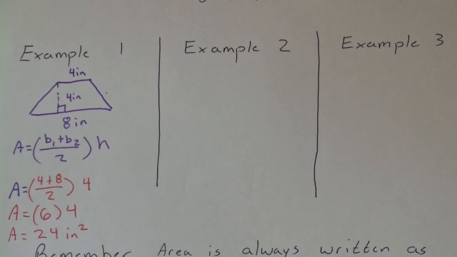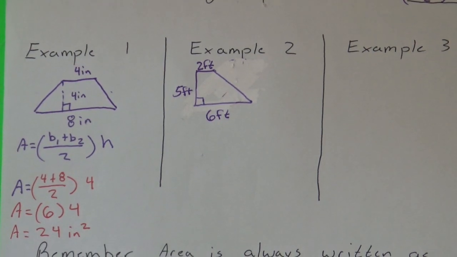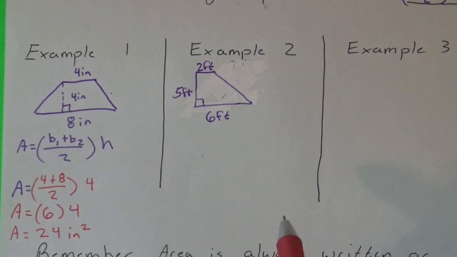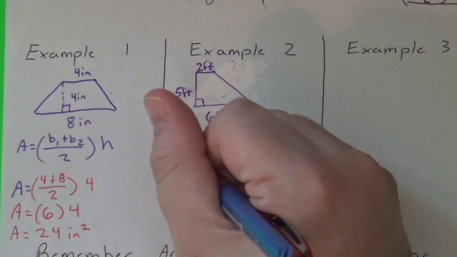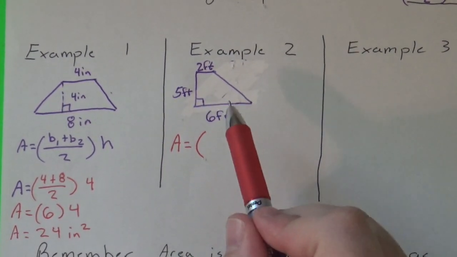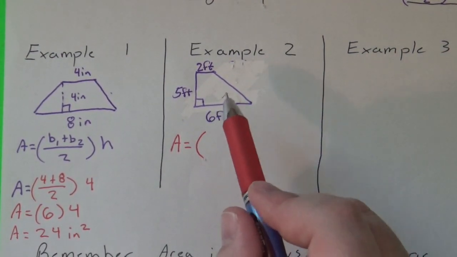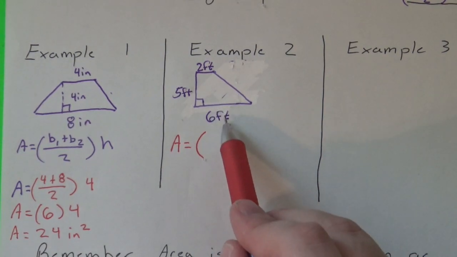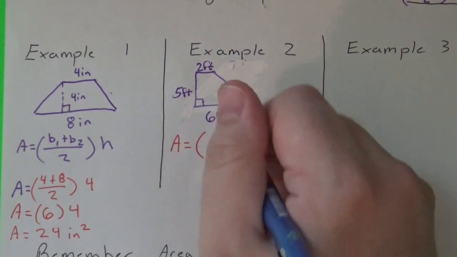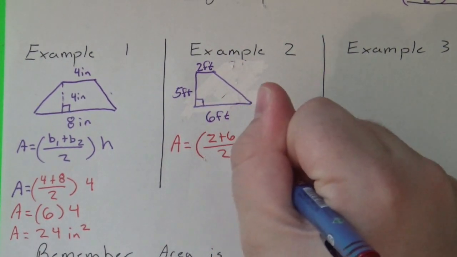All right, so let's try another one. We have another trapezoid here. All right, so we're going to do the same thing. We need to find our two bases, and we need to find the height. For the sake of time, I'm not going to write the equation out, but I am going to plug in the numbers. So area is equal to, well, first thing, what are my two bases? Base 1 and base 2, they are parallel. So in this particular case, my two parallel sides are 2 foot and 6 foot. So I'm going to say 2 plus 6 all divided by 2.